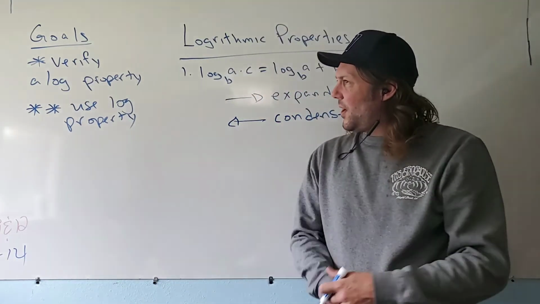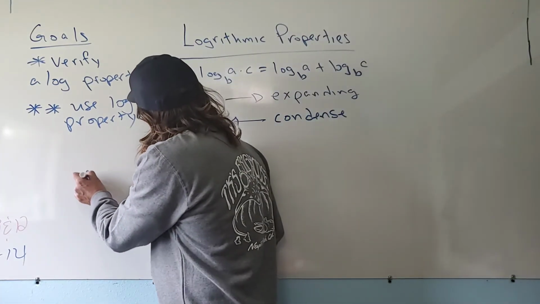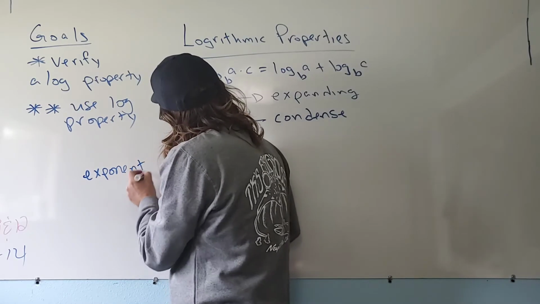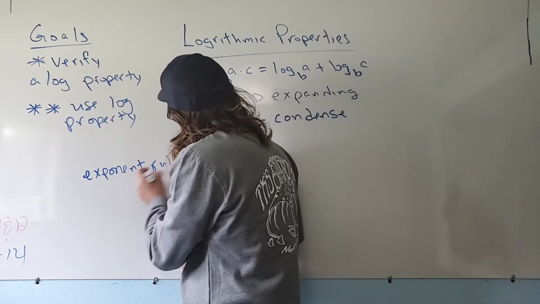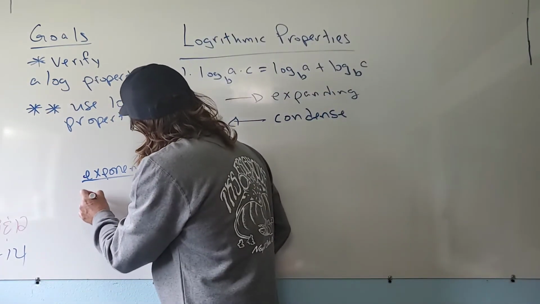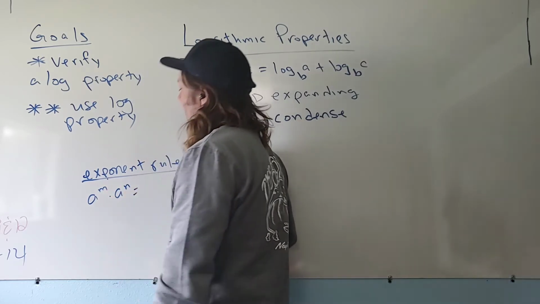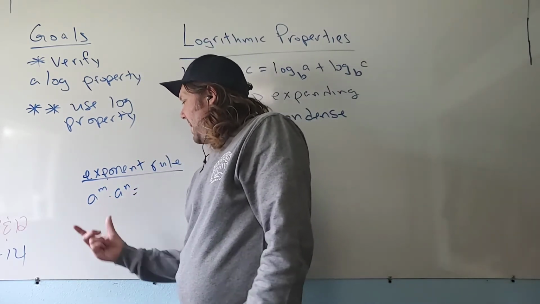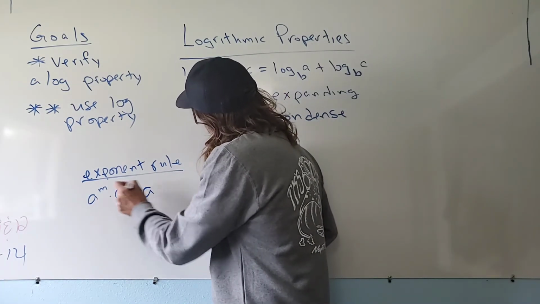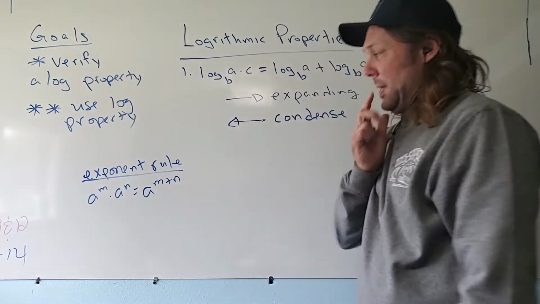So I'd like to just talk about some ideas here real quick. First of all, we need to know something about exponents. We need an exponent rule. And the exponent rule that we need is a to the power m times a to the power n. What happens when I have the same base number is I can keep this as one base and then add the exponents. So I'm going to need this rule to make my argument.